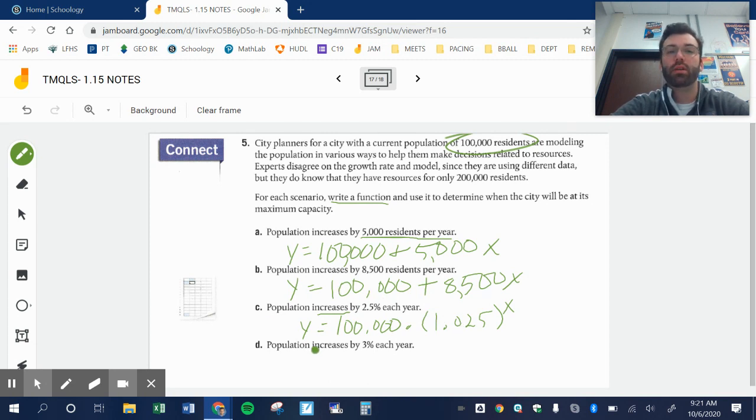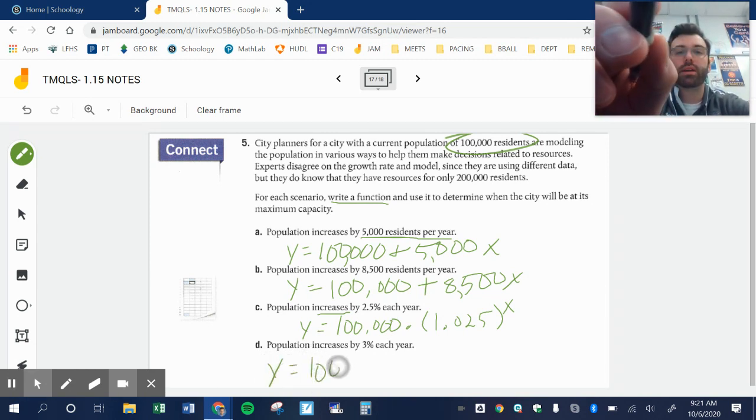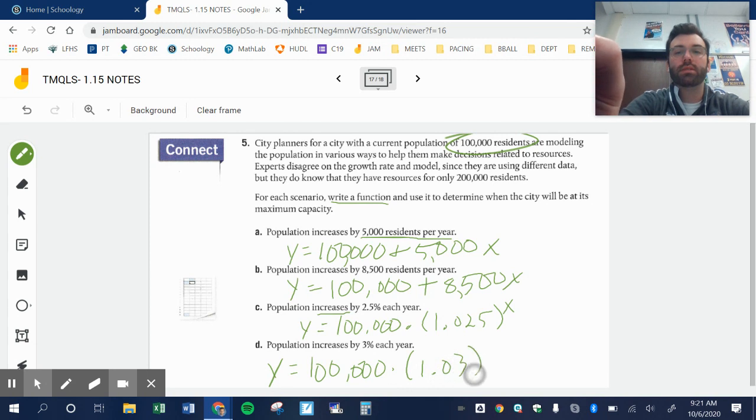Try to come up with the equation for part D. Here we go. y equals, hopefully you recognize it's still 100,000 because that's our starting population. And we're going 1.03 this time. We're going to circle back to the 200,000 part, but that should be it.